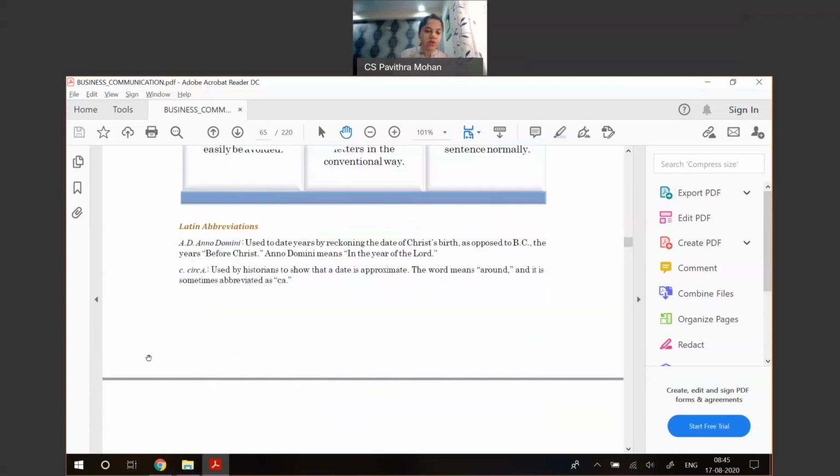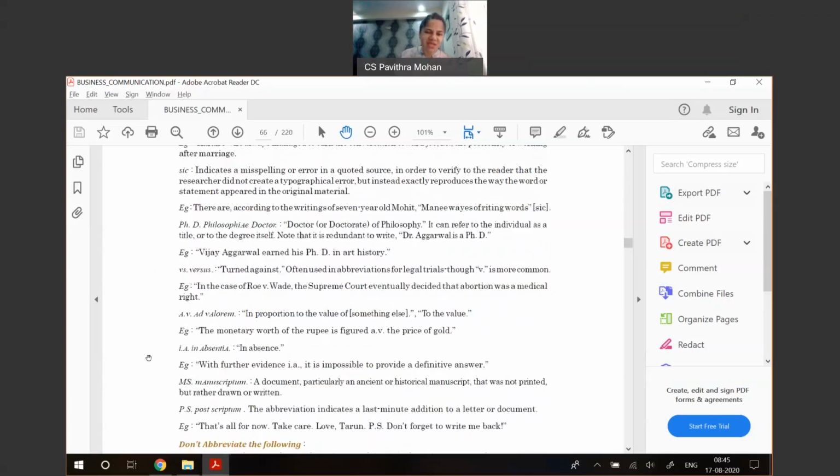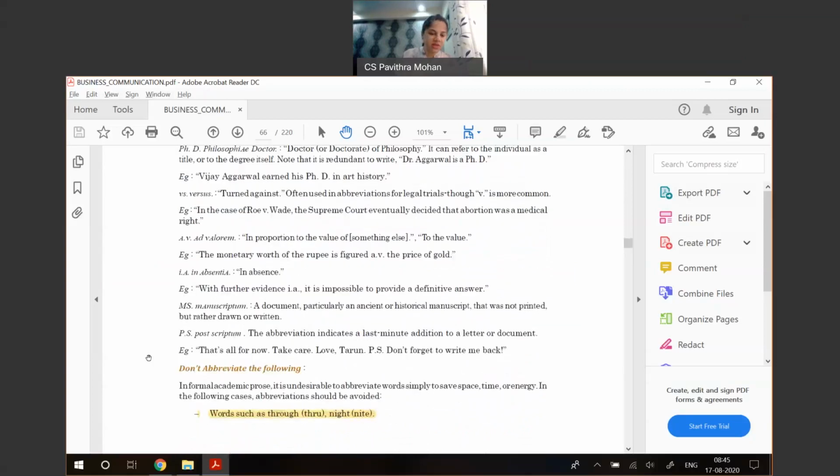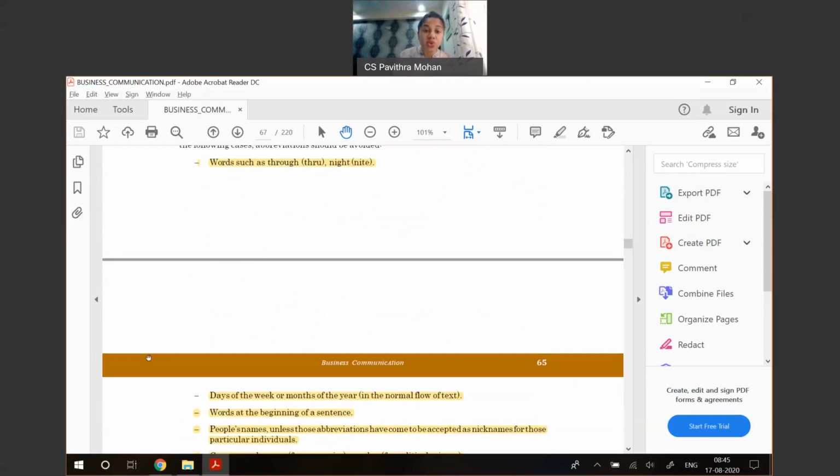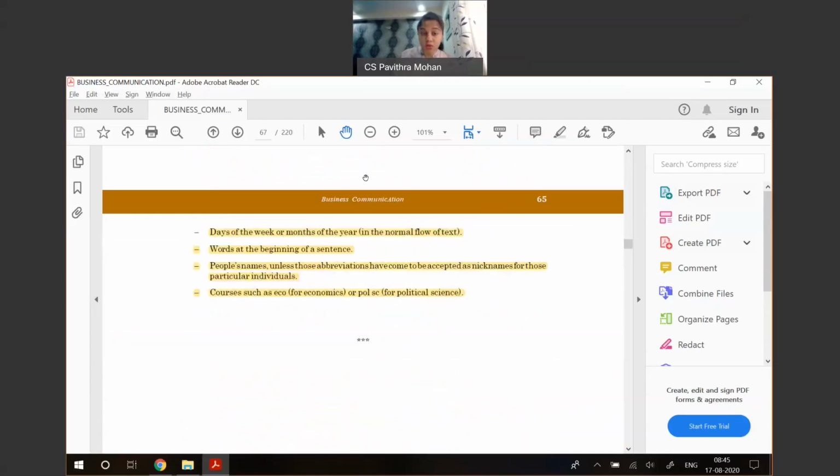Then these are the basic abbreviation rules that they have given you. With respect to abbreviation, words such as "thro" for through, don't use this word. Instead of "nite", don't use it. What are we not supposed to do? Days of the week or months of the year in the normal flow of text, kindly ensure you write them fully. Then words at the beginning of the sentence should not be a short form or an abbreviation. It won't look good. Kindly present the entire thing.